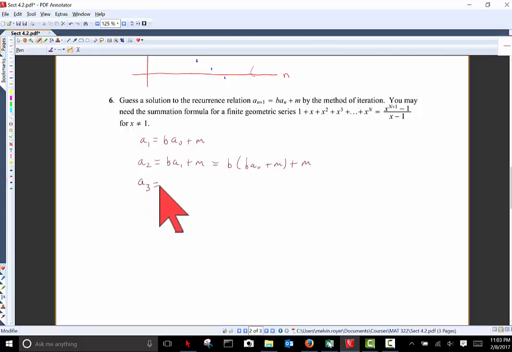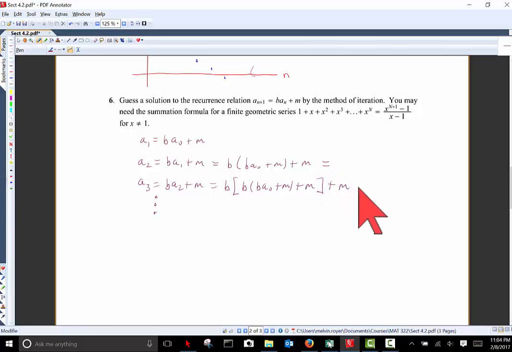Let's do another. A3 is B times A2 plus M. And take this expression for A2 and put it here. And we get B times quantity B times BA0 plus M, plus M, plus M. So notice what we've done. Just as I said, take this and put it in the square brackets replacing A sub 2. Of course, we could keep doing this, but the goal is to recognize a pattern here.